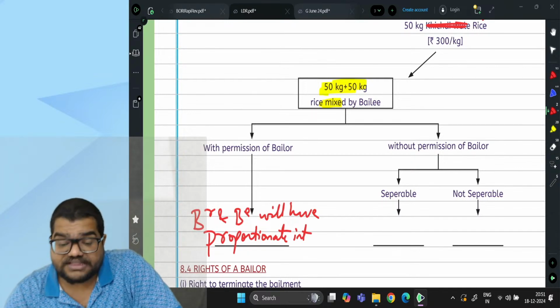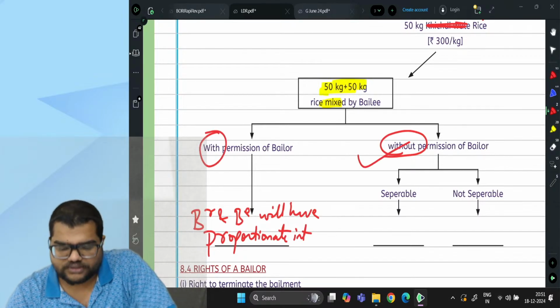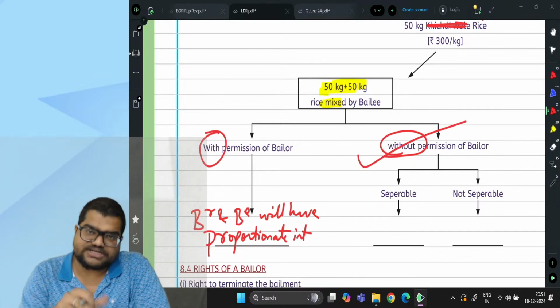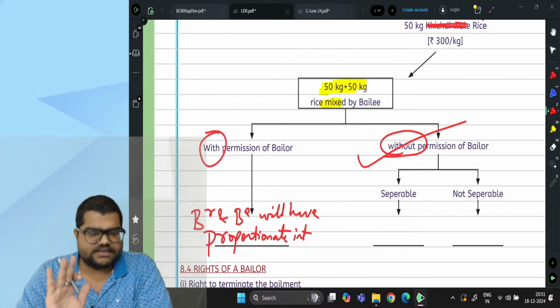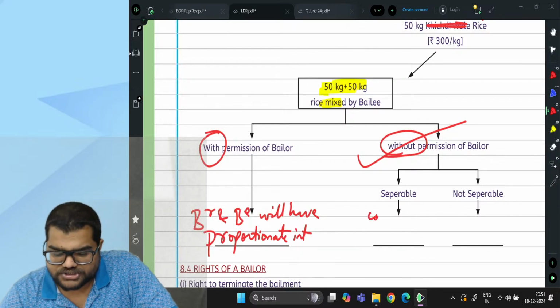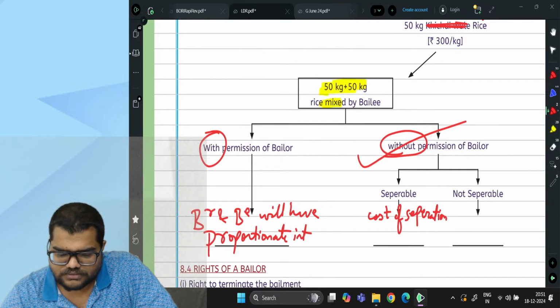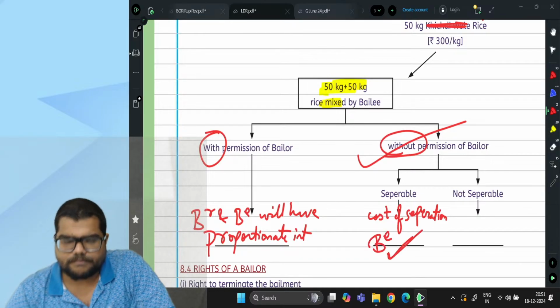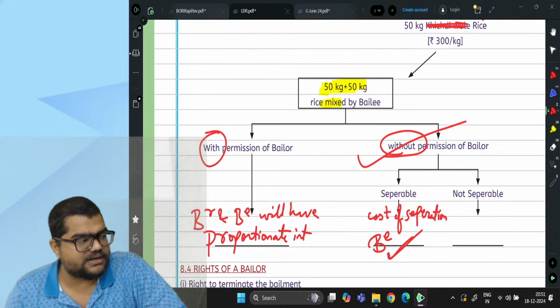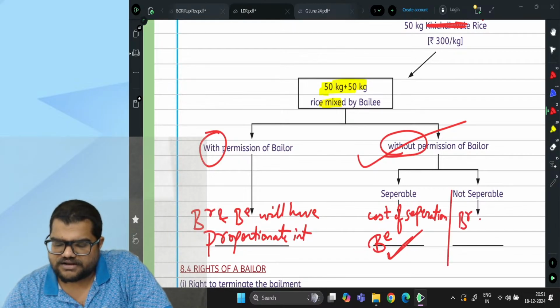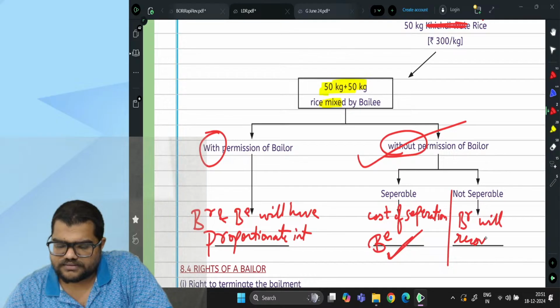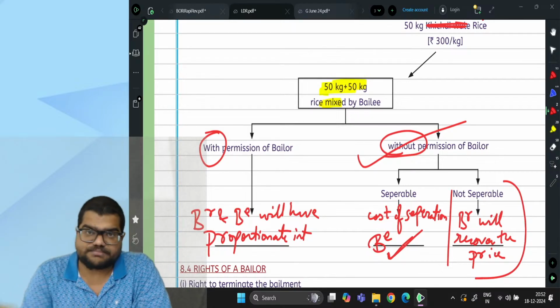Sir, if it was done without permission of bailor, see to it if this mixture is separable or not separable. If the mixture is separable, in that case, cost of separation bailee will bear. And if they are not separable, bailor will recover the price, because they are not separable.